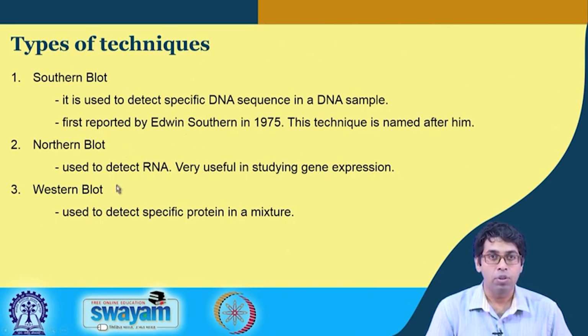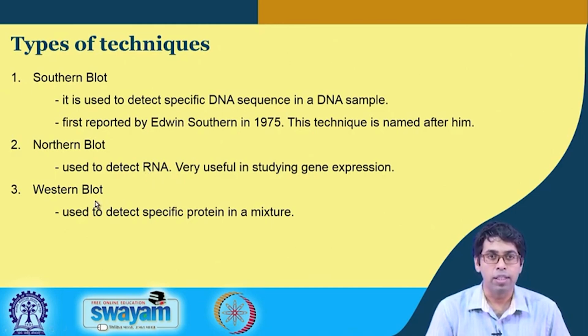Later on, the other two techniques were developed, and people went with sort of a trend to name them as northern blot and western blot. So, what is northern blot? Northern blot is used to detect specific RNA sequences. It is a very useful technique in the study of gene expression. Suppose you have a particular cell type, and under a certain condition you want to know whether a particular protein or the mRNA of that protein is expressed under those conditions. In that case, you will use northern blot to see whether that mRNA is present or not.